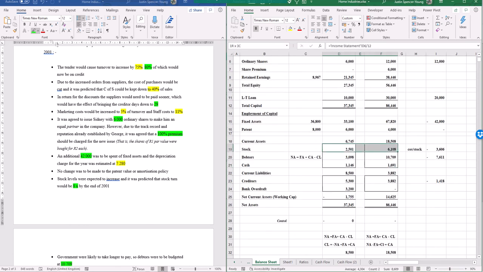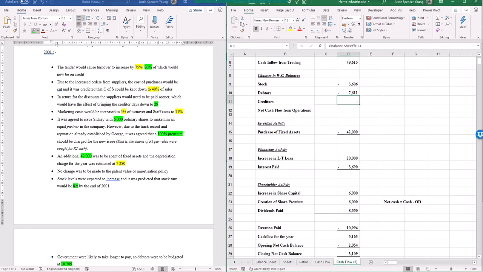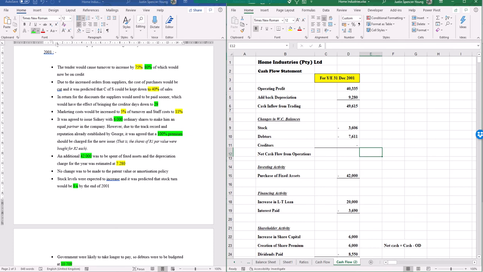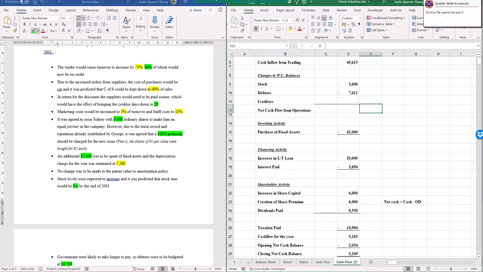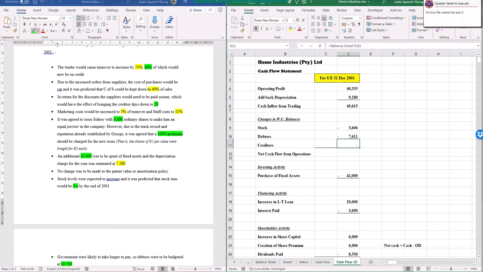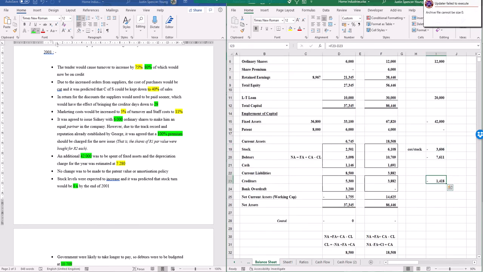If stock goes up, cash goes down. If debtors goes up, cash goes down. If creditors goes down, cash goes down. Getting the difference between these in each case. Okay, plugging them in here. Now this looks to be incorrect. What's going on here? The balance sheet, we want that number, negative 1418.